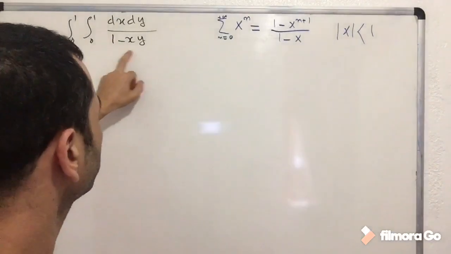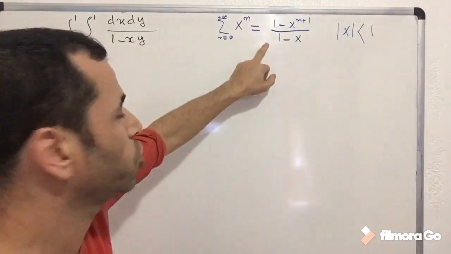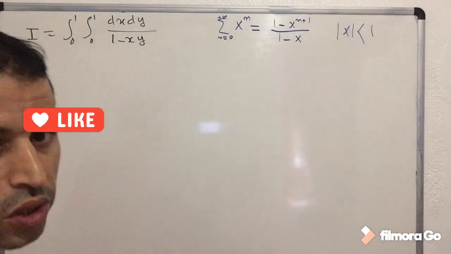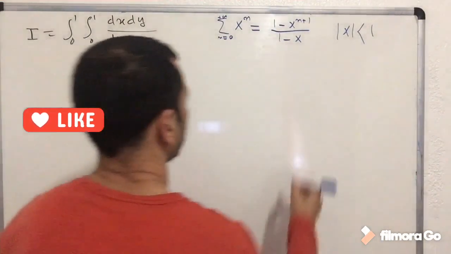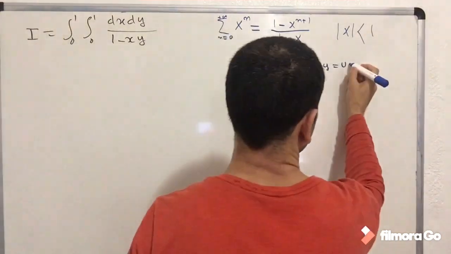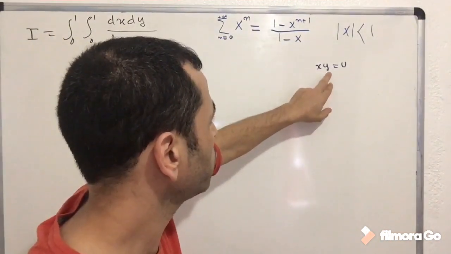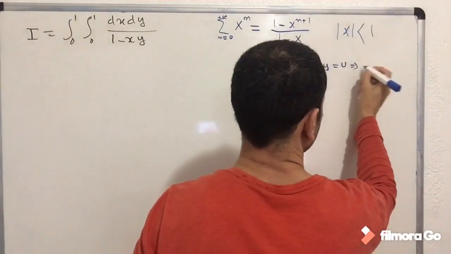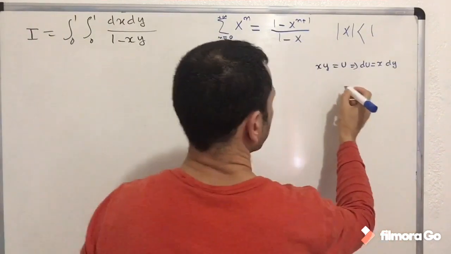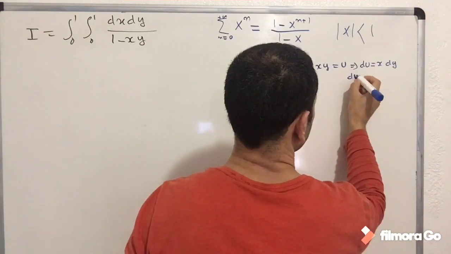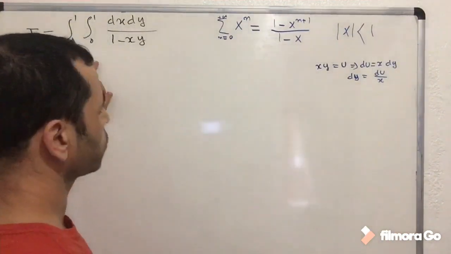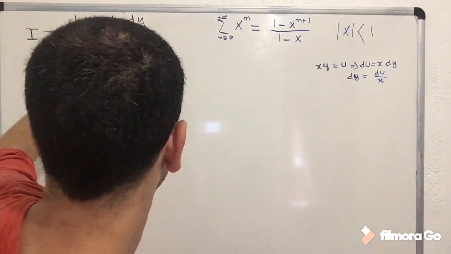How are we going to transform this form of integral into the geometric series? In order to do that, we can use a u substitution. Put xy equal to u. We are going to differentiate this, but remember, y will be the variable and x will be the constant. So du equals x dy. So dy is going to be replaced by du over x.